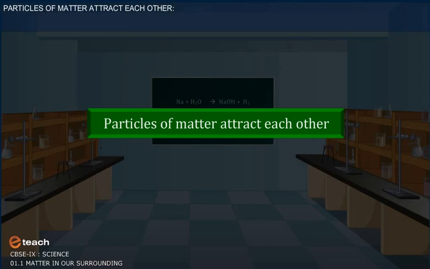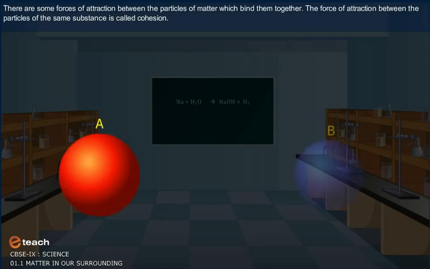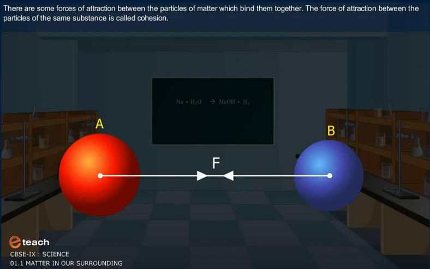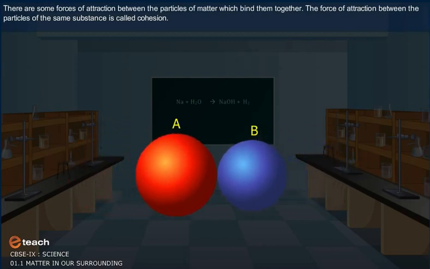Particles of matter attract each other. There are some forces of attraction between the particles of matter which bind them together. The force of attraction between the particles of the same substance is called cohesion.